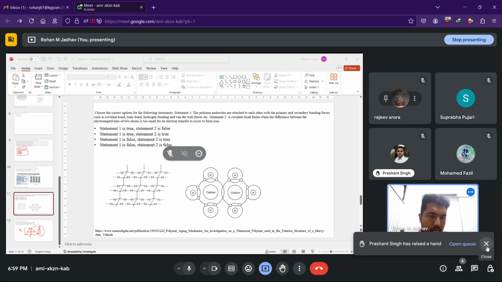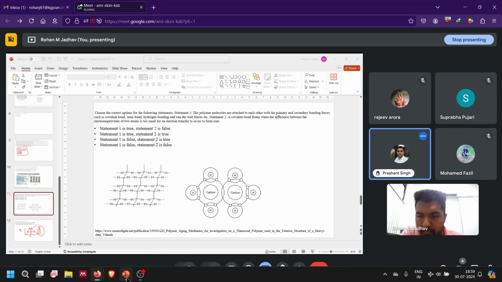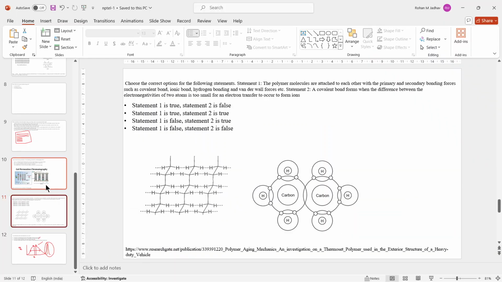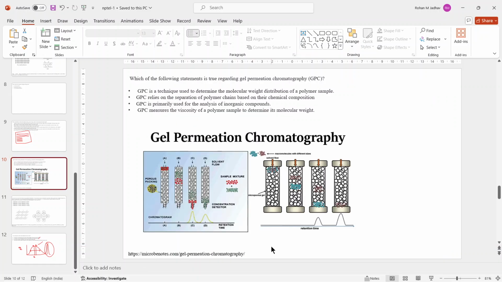Yes, Prashant, you want to ask something? Yes, sir. Just in gel permeation, what I understand is that the higher molecular weight ones have some kind of gravity thing, so they push the gel particles inside and go first, and the smaller ones don't have that much power, so they just pass through the pores. Is it like that? No, actually, gravity does not have a role to play here.